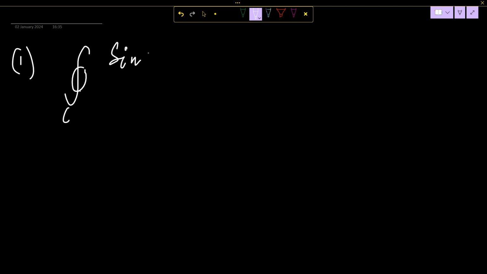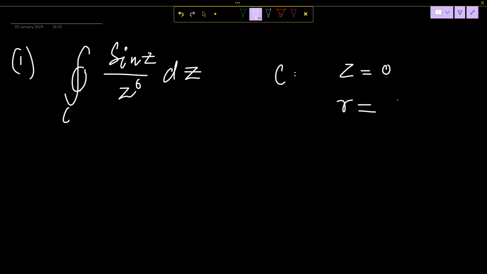The integral of sine z divided by z to the power 6 dz, where C is the circle with the center at z equal to 0, and the radius is 1 unit. So we have to find the integration of this one.